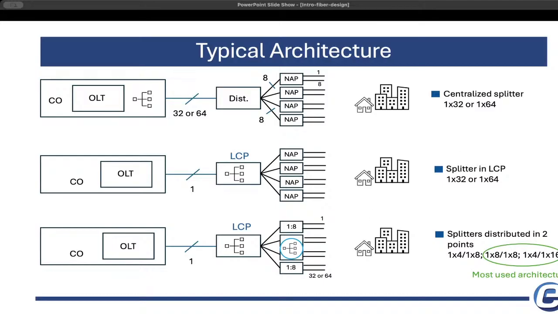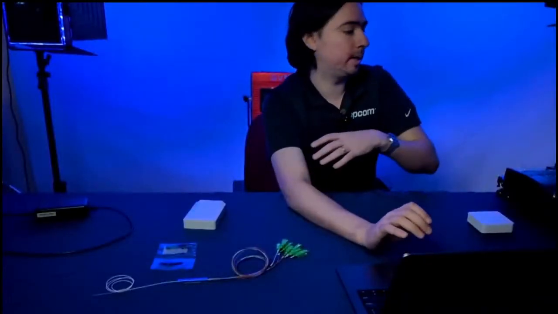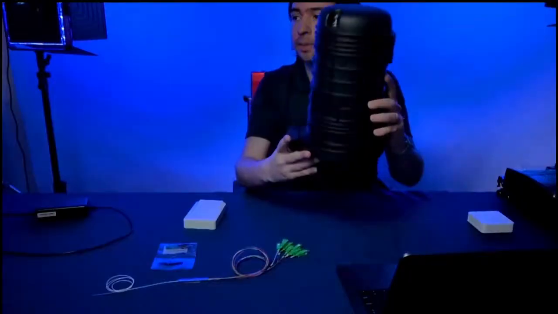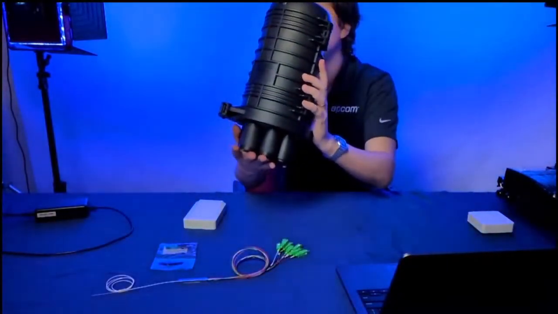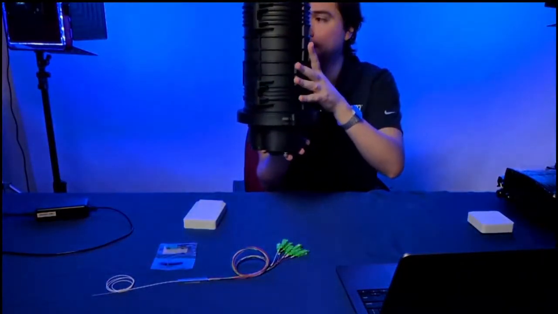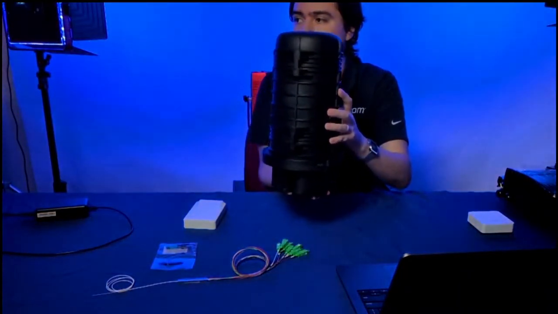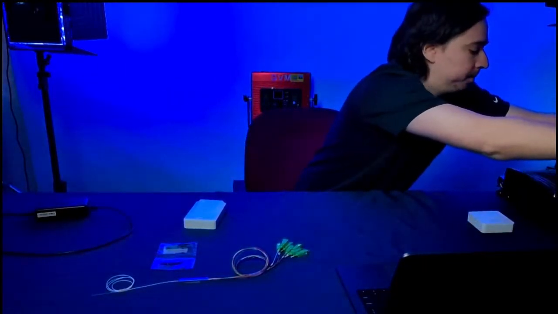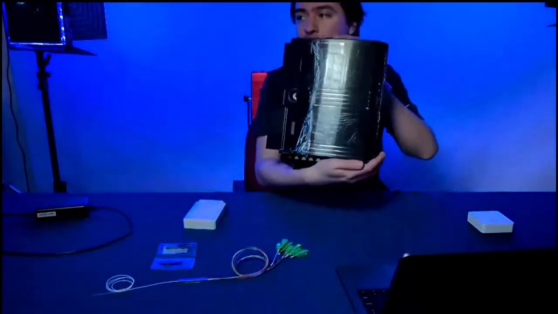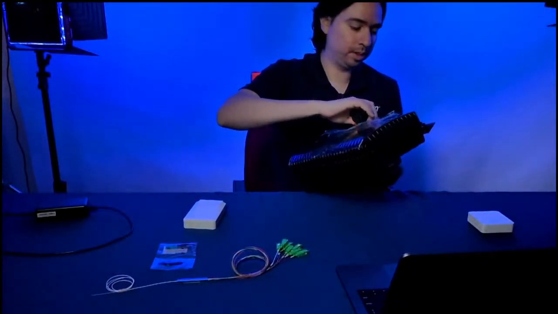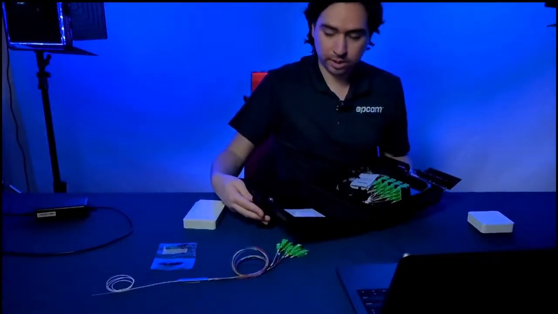So let me show you how that looks. If you're looking at the stream, this will be your local convergence point. I don't know if you can look at it. Your local convergence point will be placed in the middle, maybe on the ground or on top of a building. And this is your access point. Let me open it up for you. So this one's already terminated.